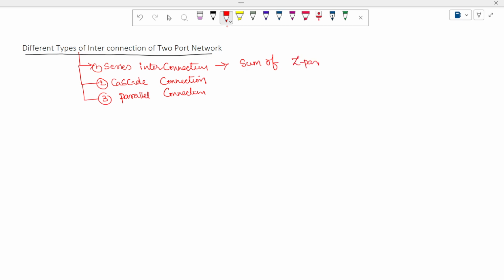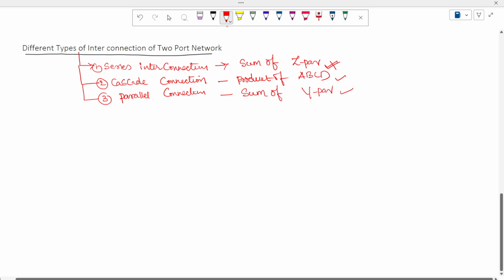Z parameters. In the case of cascade connection, we are going to perform the product of ABCD parameters. In the case of parallel connection, we are going to sum the Y parameters. This is very important in competitive exams. Series interconnection of two-port networks is done with the sum of Z parameters. Cascade connection is possible with the help of ABCD parameters. Parallel connection is possible with the sum of Y parameters.